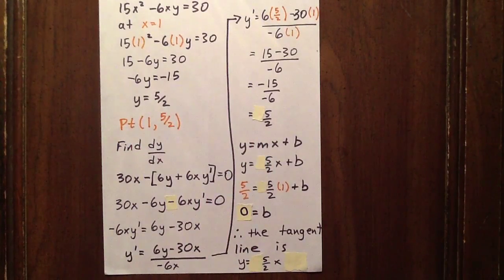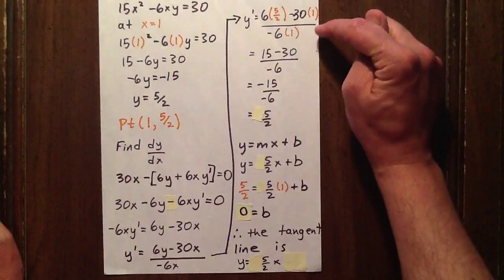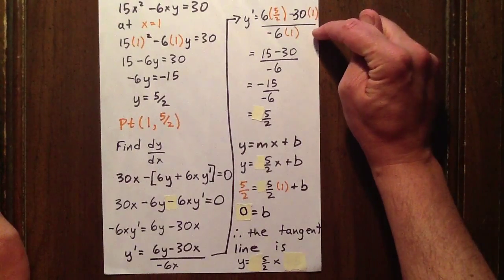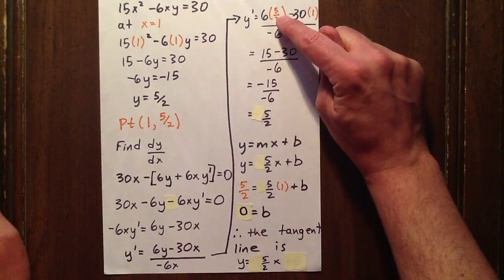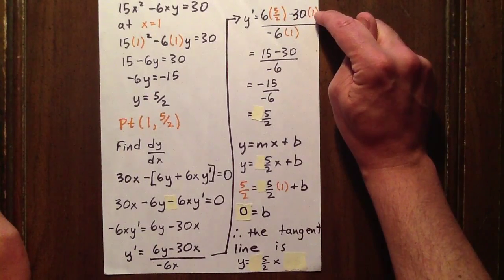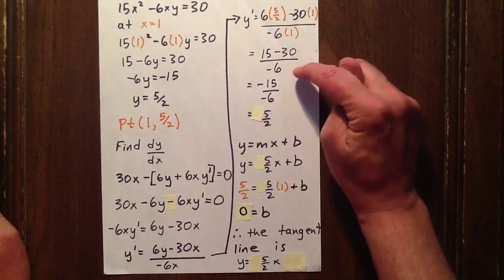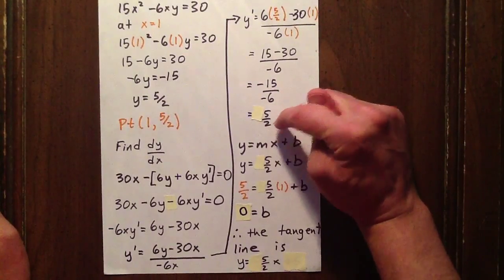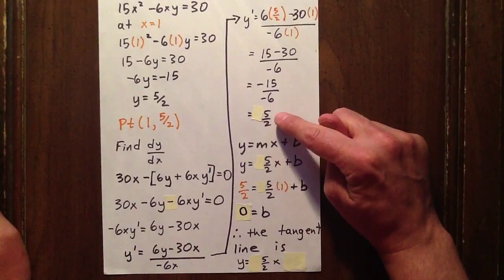We can now isolate y prime, keeping negative 6xy prime on the left-hand side, and adding 6y and subtracting 30x from both sides, we get this as our expression. Isolating y prime means divide both sides by negative 6x, and we have an expression for y prime. We can sub in a y value of 5/2 and an x value of 1, and we see that at the point in question, the slope is 5/2.